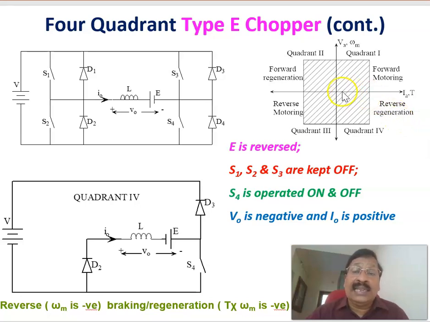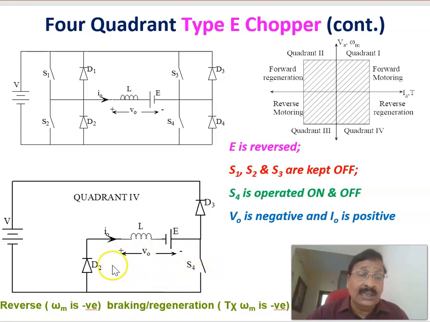In order to get a negative voltage and positive current, the corresponding circuit diagram has these switch positions: S1, S2, S3 are kept off, and S4 is operated at high frequency. Therefore, the equivalent circuit of this 4-quadrant chopper corresponding to these switching conditions is this one. In that case, let us see what the voltage is when the switch is on.